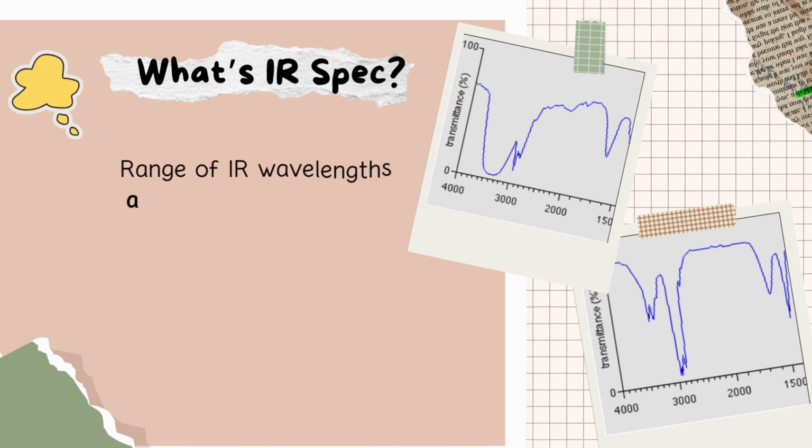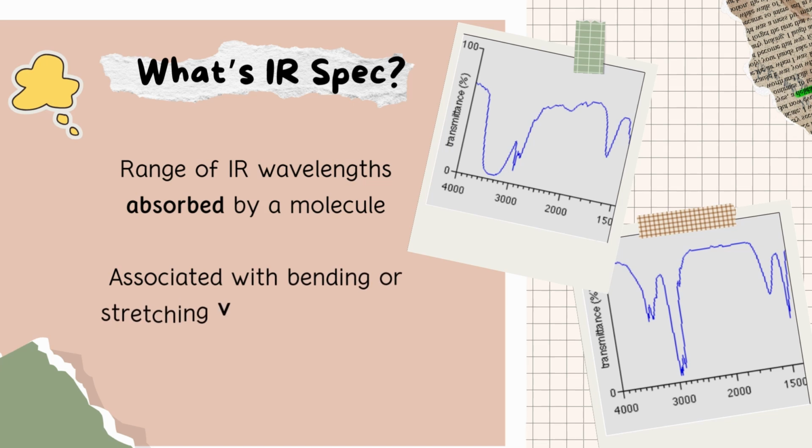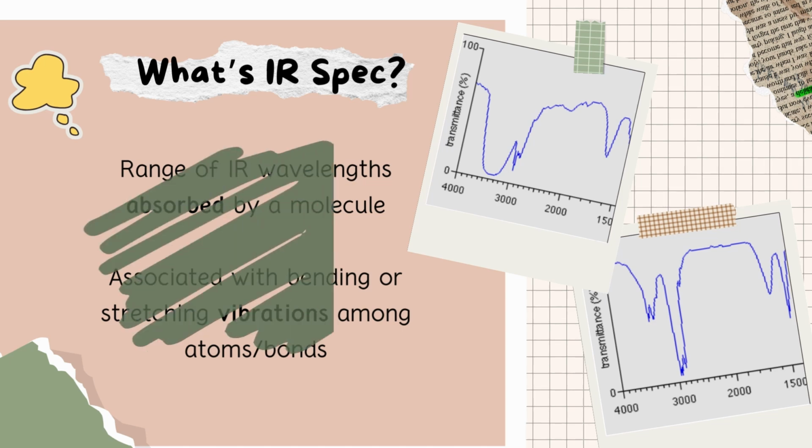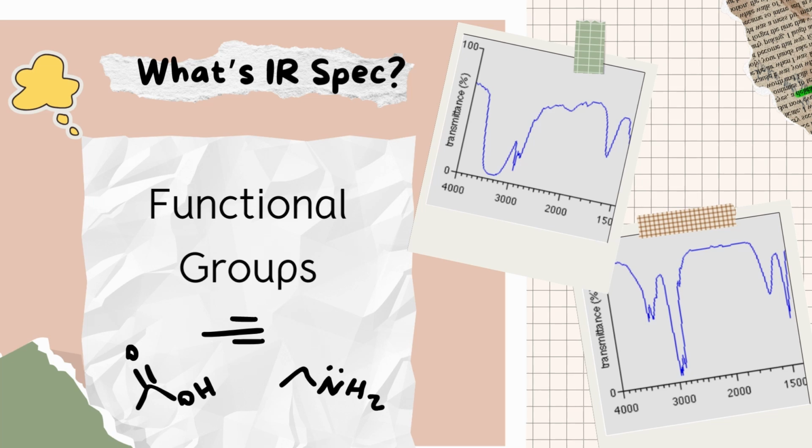IR spec shows a range of wavelengths of infrared radiation that molecules absorb. This is associated with types of vibrations among the atoms and bonds. Kinda sounds a little abstract, but the basic idea for Organic Chem 1 is that an IR spectrum will show you what functional groups are in a molecule. It can also show you some information about the different hybridizations present, like sp3 or sp2 atoms. See those examples in the pictures.